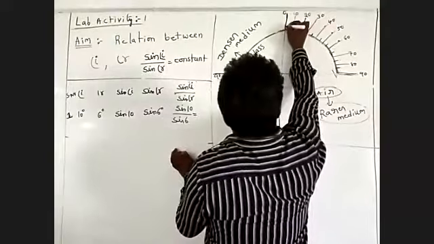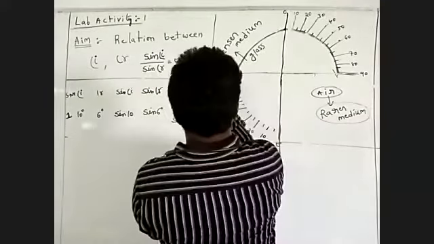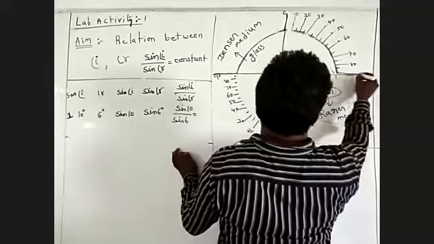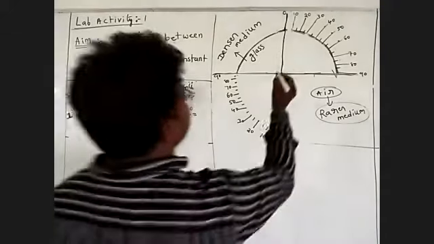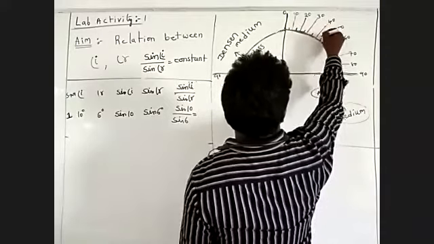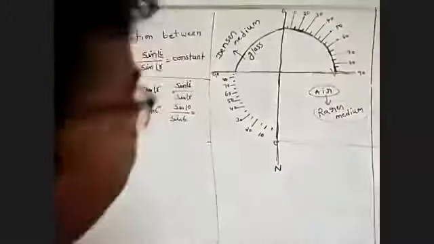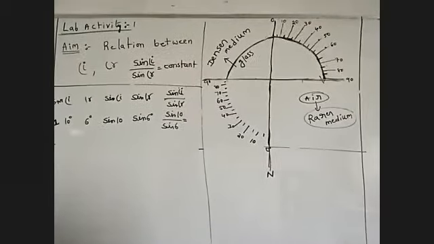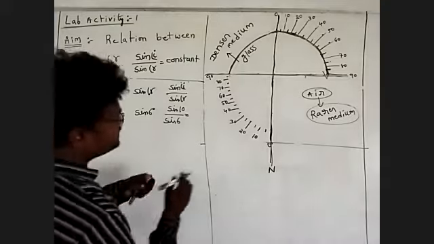We call this a normal ray. So next one, one more value I'm taking. Next the light ray passes at 20.